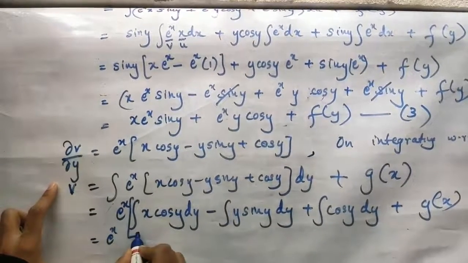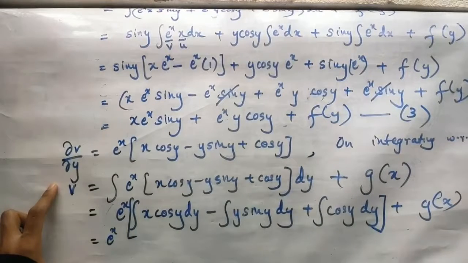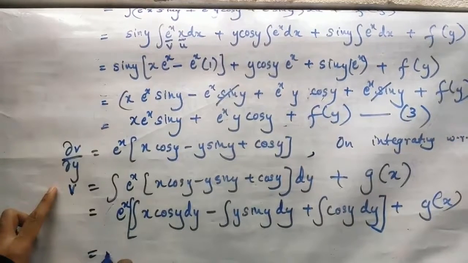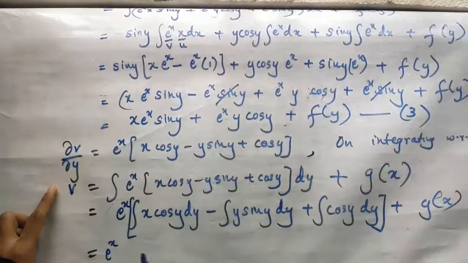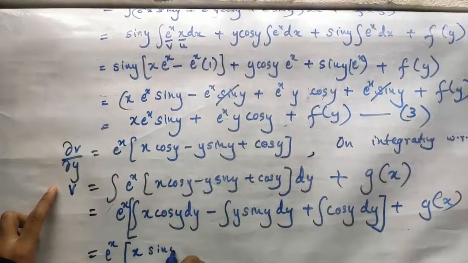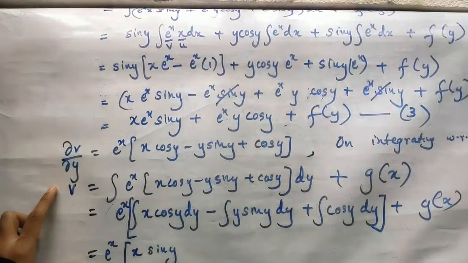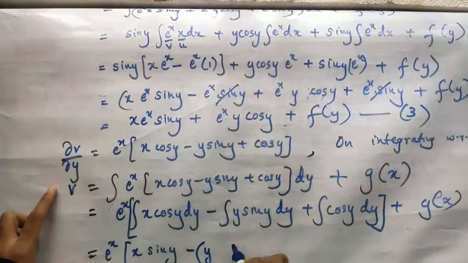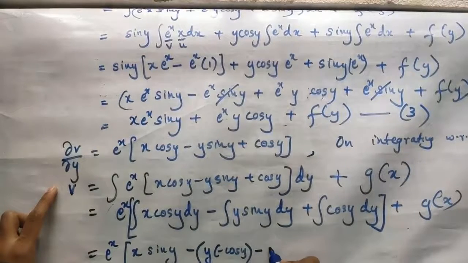Now e to power x outside again, please make a complete square bracket here. E to power x still is outside. Now take a square bracket again. Now x as it is, integration of cos y is sin y. Minus, you have to use u into v rule here again. So I am taking a small bracket. First y as it is, integration of sin y is minus cos y. Minus derivative of y is 1, integration of minus cos y is minus sin y. So I'm going to take a big bracket for this.